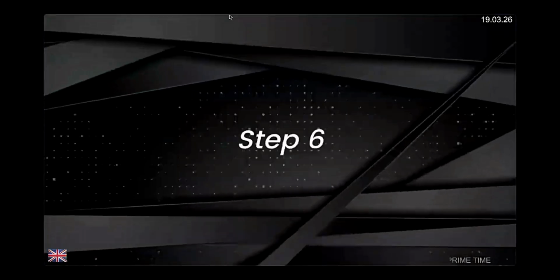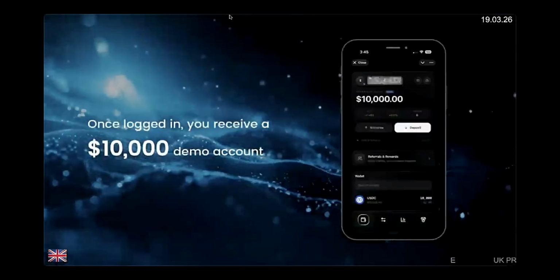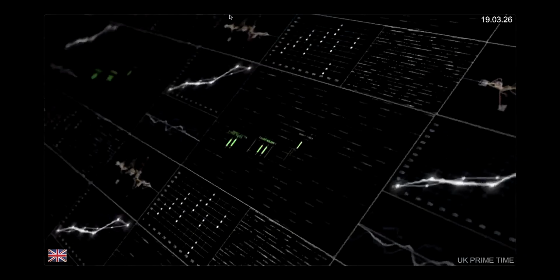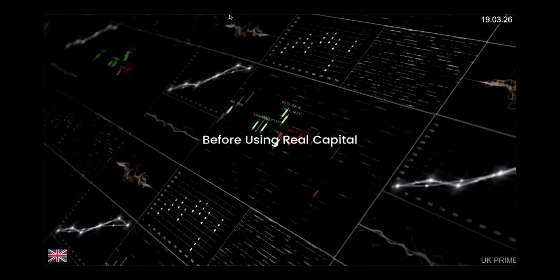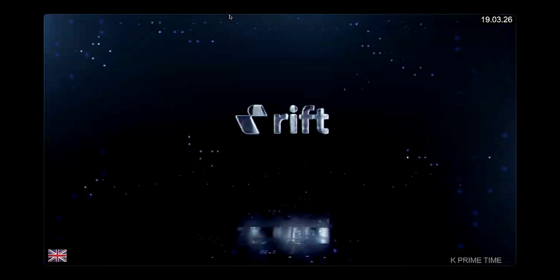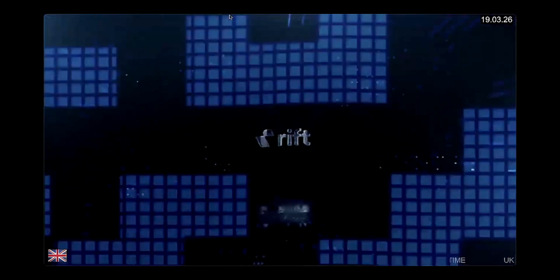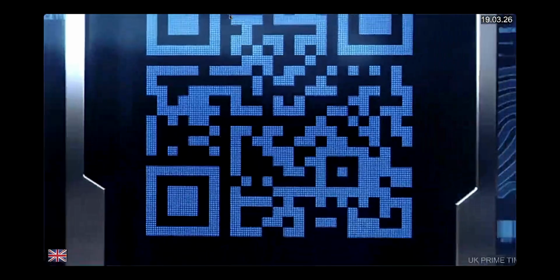Step 6. Once logged in, you receive a $10,000 demo account. This allows you to explore the platform and understand how trading works before using real capital. You're now ready to start exploring Rift. In the next video, we'll show you how to trade using swipe-based execution.